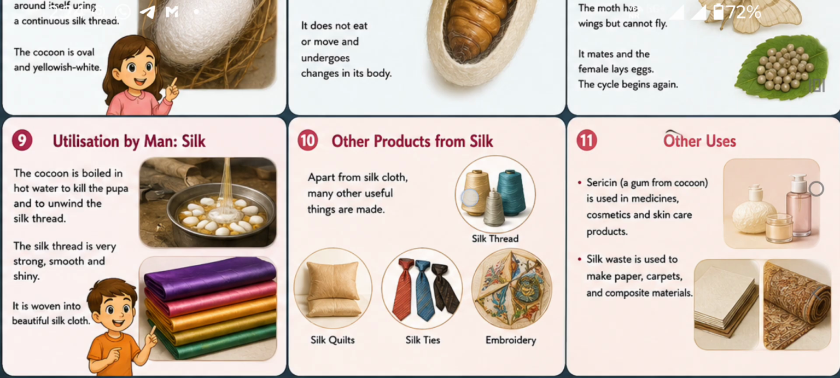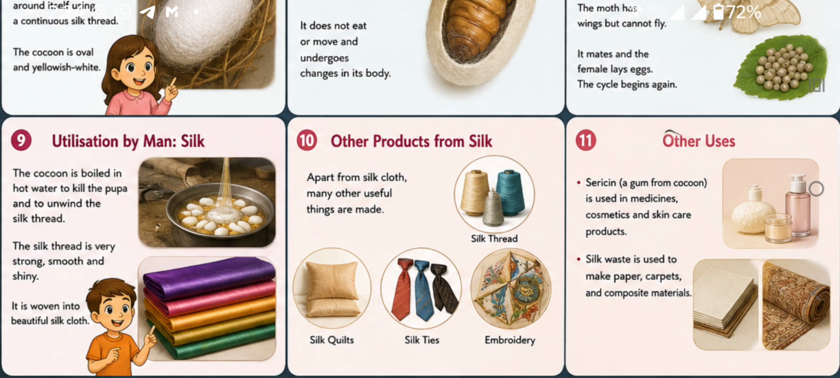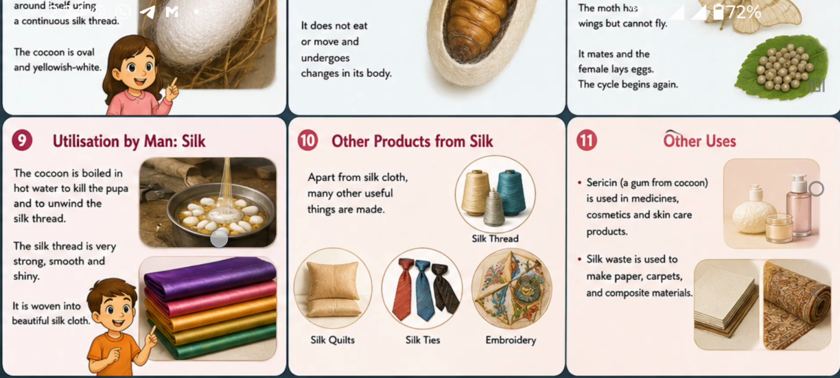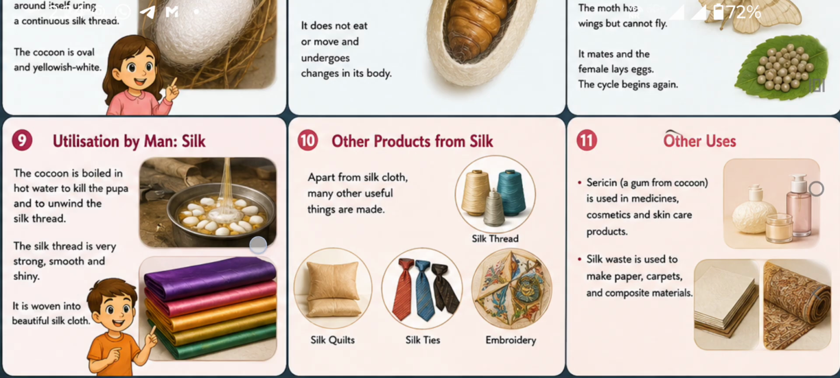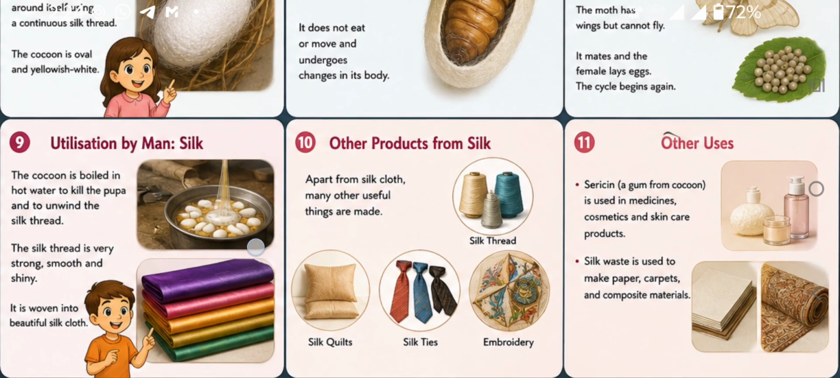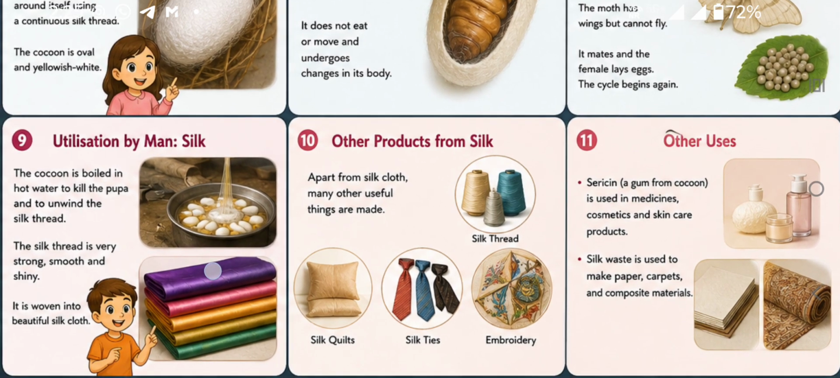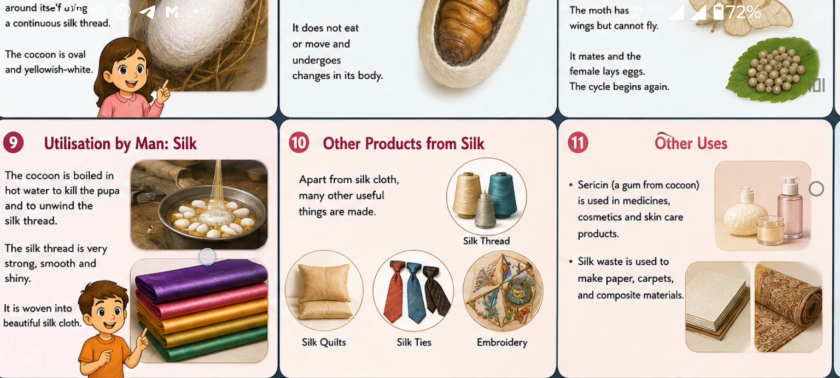Now the utilization of silk by man. The cocoon is boiled in hot water to kill the pupa and to unwind the silk thread. This can also be termed as violence. Silk thread is very strong, smooth and shiny. It is woven into beautiful silk clothes.